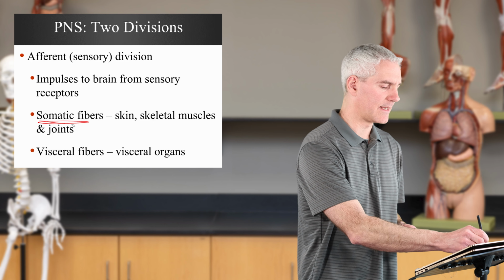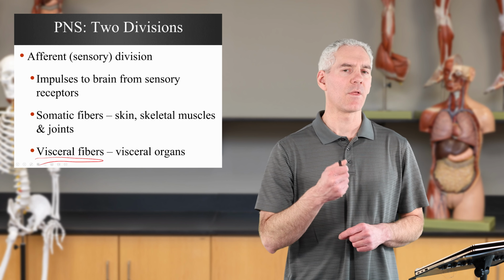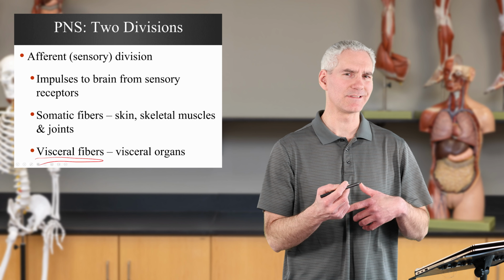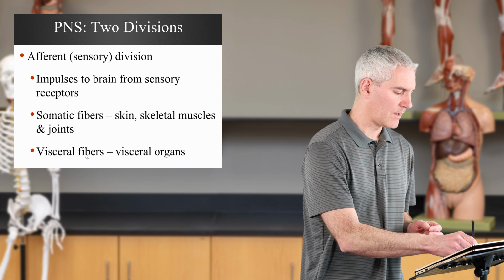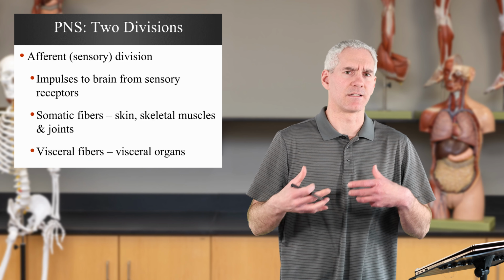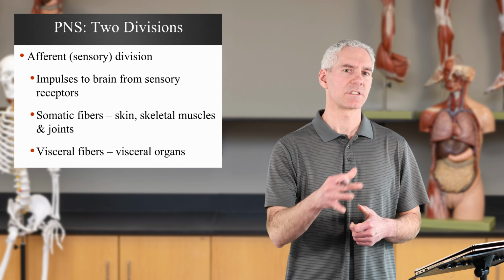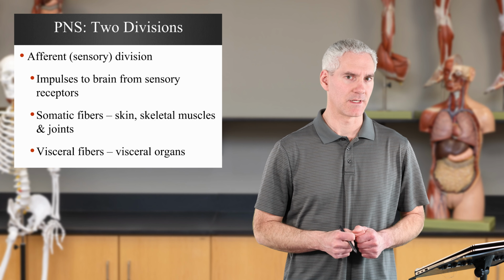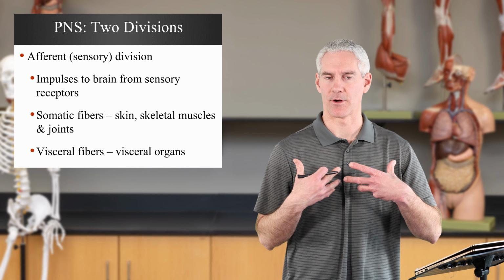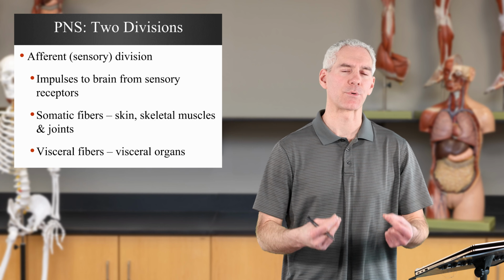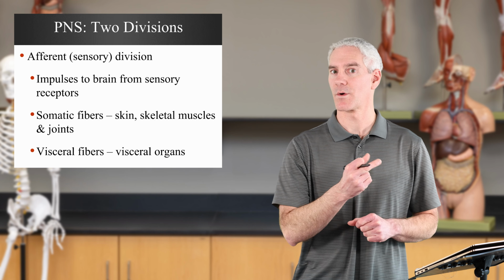While the other side are going to be these visceral fibers. Now, the visceral fibers are things you're not really controlling. Think about your organs. So you're looking at stomach, intestines, heart, lungs. So your internal organs. So we have somatic and visceral fibers. They're based on what they're bringing information in from. But they're both bringing sensory inputs in. So that's the afferent, or the sensory division.